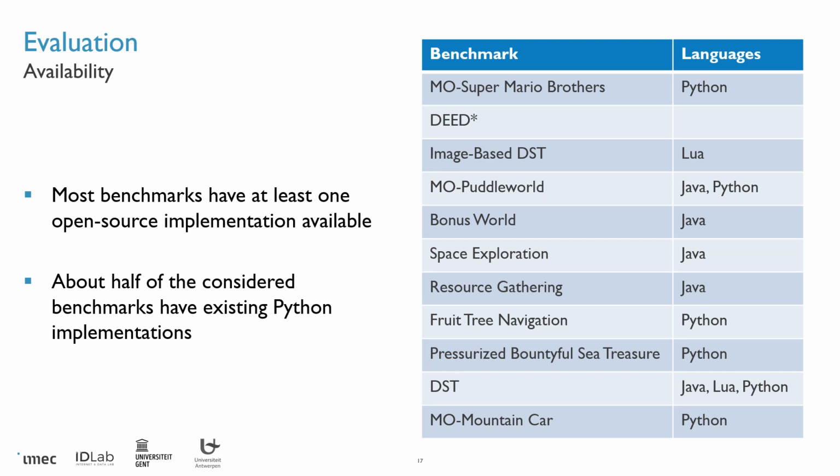Finally, we compare our benchmarks based on their availability. We see that almost every benchmark has at least one open source implementation available. We also notice that around half of the benchmarks have Python implementations. We specifically note Python implementations because the majority of machine learning research today is being done using Python, making Python implementations significantly easier for researchers to use.